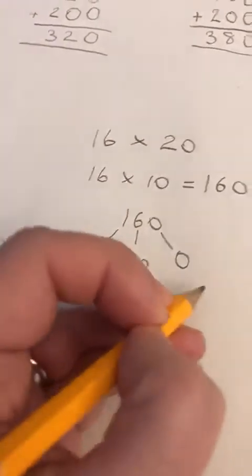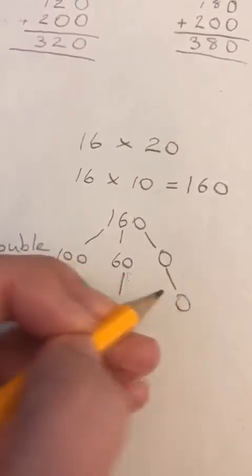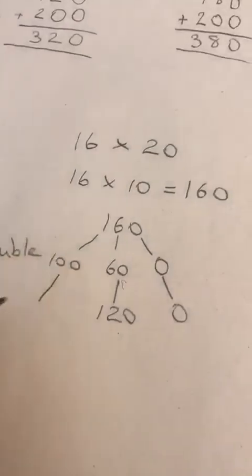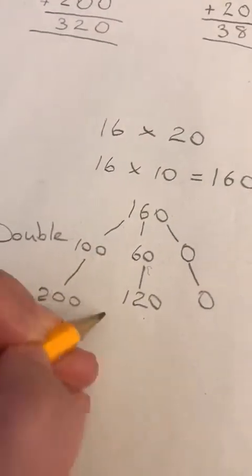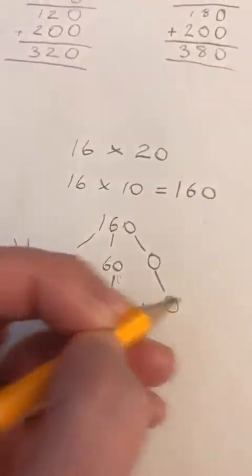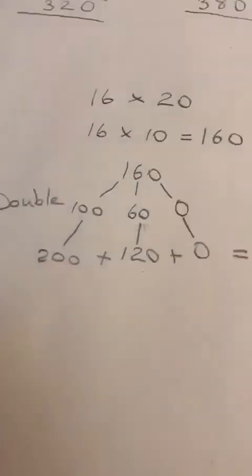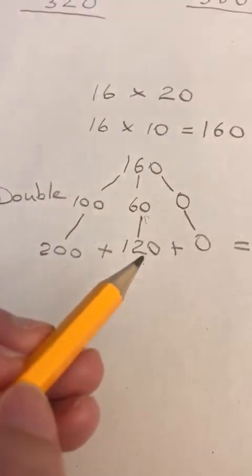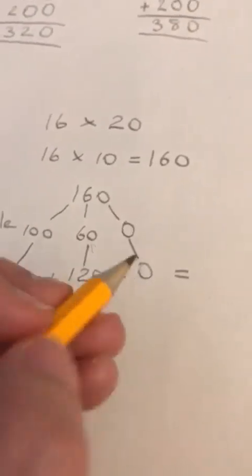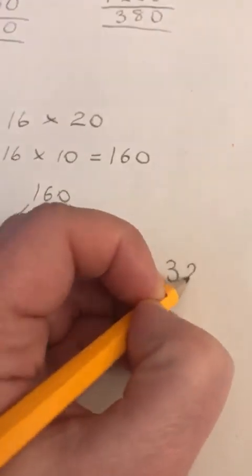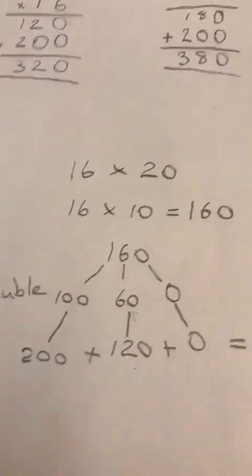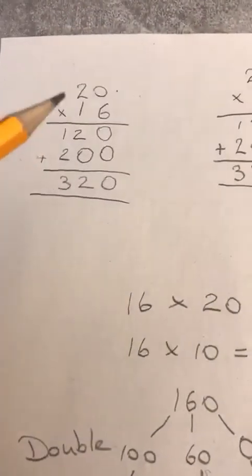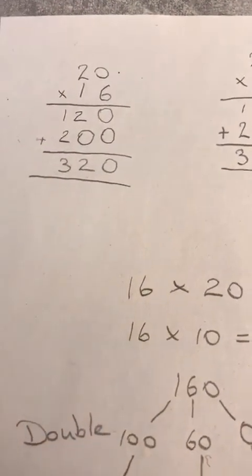So let's draw a couple more lines. What's double 0? 0. Double 60 is 120. Double 100, I have 200. So I'm going to now put an adding sign in here and an equal sign over here. And I'm going to just now look at my bottom numbers. 200 add 120 add 0 is 320. Let's just double check. I had 16 times 20 equals 320. What did I have up here? 16 times 20 is 320.